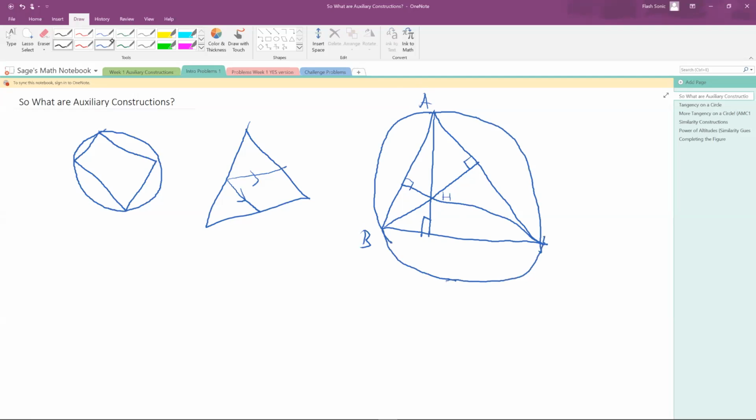I'm sorry, I can't draw very well, but you know. If you reflect the orthocenter onto here, it'll be a point on the circumcircle. So that's always pretty cool. That means that these two are equal, these two are equal. And then if you reflect it here off this point, then these two will also be equal. So that's another type of auxiliary construction that we'll hopefully be trying to cover today, or hopefully we have enough time.